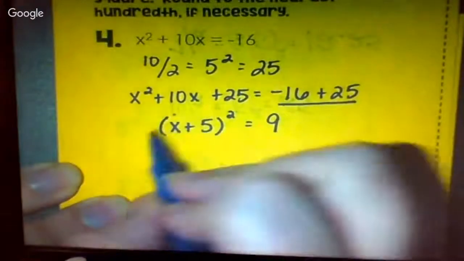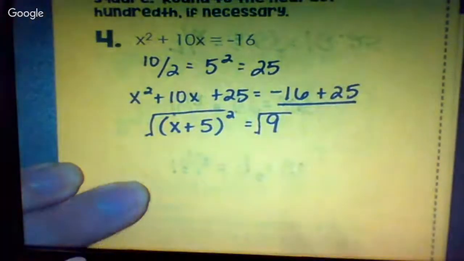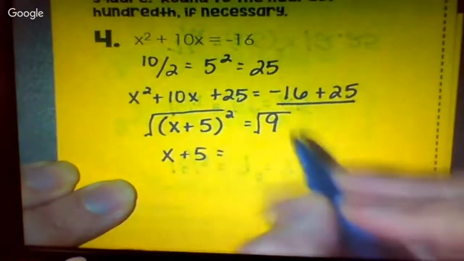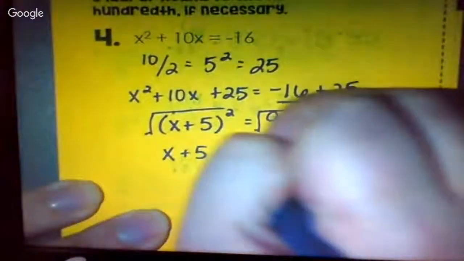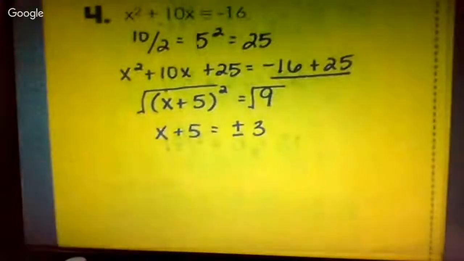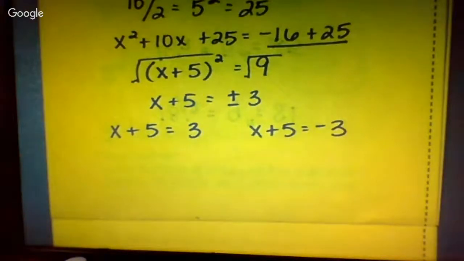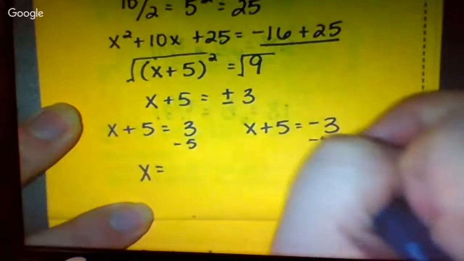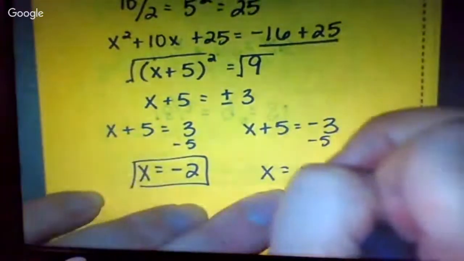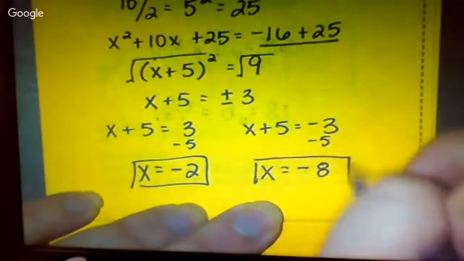Now, we need to get x by itself, so I need to take the square root of both sides. So I get x plus 5 equals, what's the square root of 9? 3. And again, please don't forget your plus or minus to give you your two answers. So we have x plus 5 equals positive 3, and x plus 5 equals negative 3. To isolate x by itself, we need to move my 5, and my 5 becomes negative. So x equals negative 2 and negative 8.